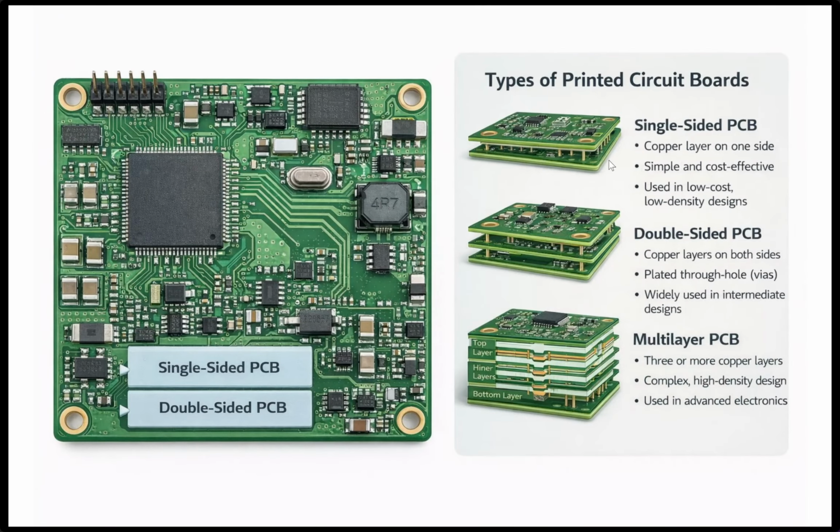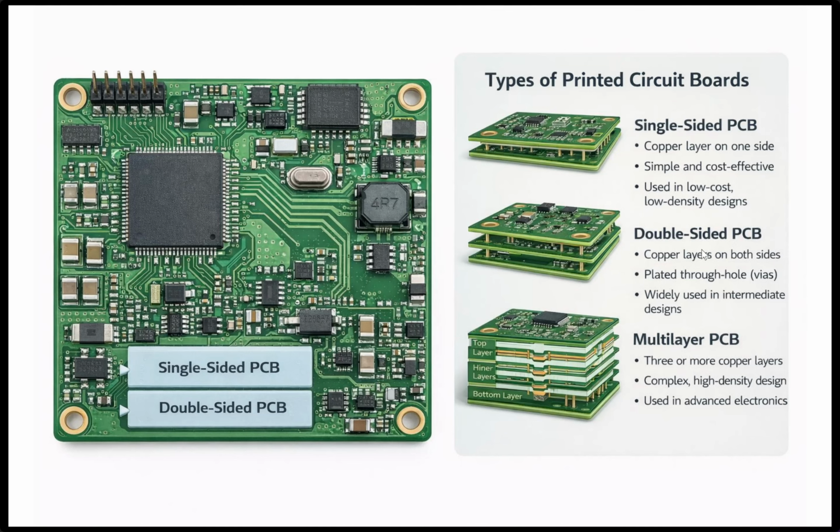Then we also have types of printed circuit board. We have the single layer PCB, which has a copper layer on one side. So the single layer PCB just has a copper layer on one side, either at the top of the board. So all your connections and your components are just on one side of the board. That is what a single layer PCB is.